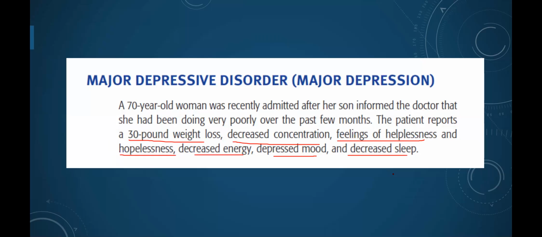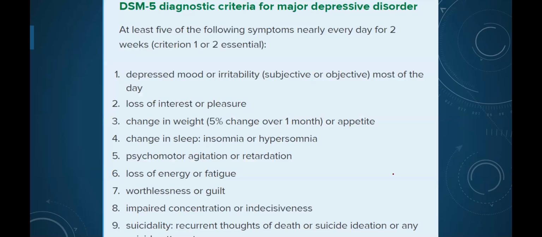Now, if you want to diagnose someone with major depressive disorder, the criteria will be at least 5 of the following should be there for at least 2 weeks. Now you see that there are 9 criteria in here. Among the 9 criteria, 5 should be there. Then only you can diagnose major depressive disorder.